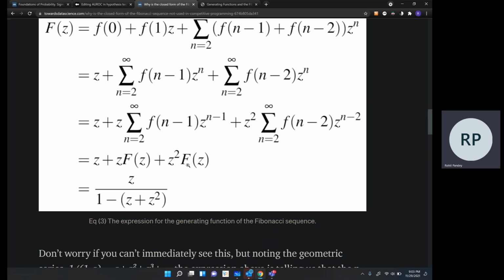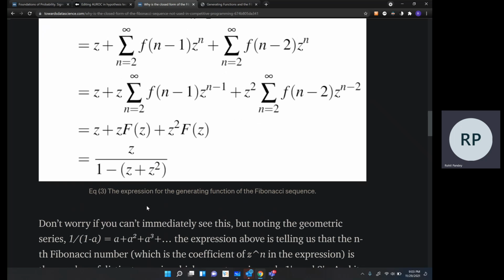Now you can just take all the f(z) terms to one side. You have f(z) here, capital F(z), and you get a closed form for the generating function: z upon 1 minus z plus z squared.